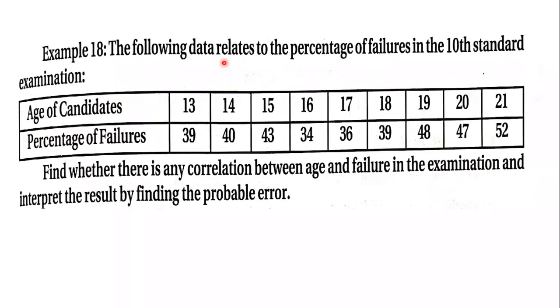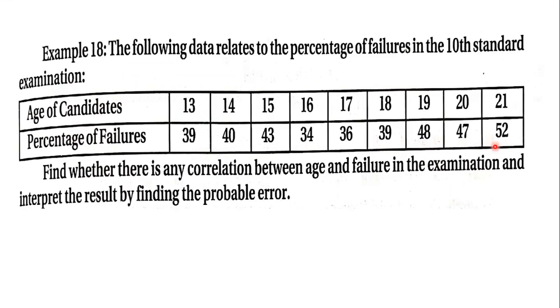The following data relates to the percentage of failures in 10th standard examination. Read the question slowly, carefully. Fine. The following data relates to the percentage of failures in the 10th standard examination. They have given the age of the candidates and they have given the percentage of failures. So at the age of 13, there were 39 failures, 14, 20 failures, 15, 16 until 21. And here the percentage of failures are given.